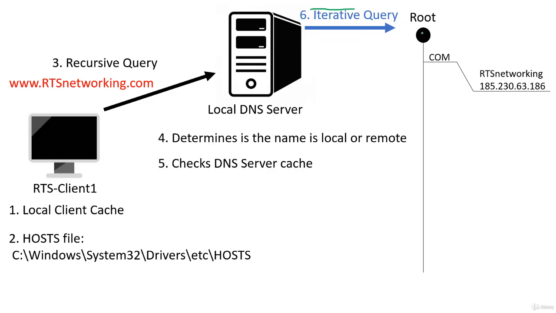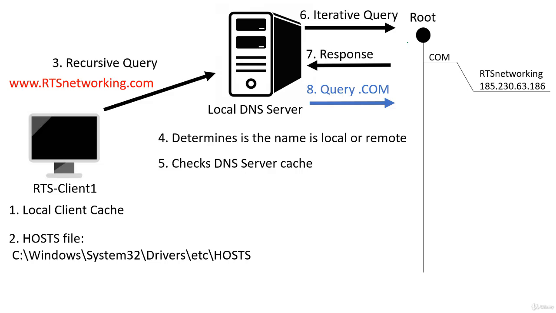That gets passed to the root. It says, do you know where rtsnetworking.com is located, like the IP address for it? The root says, nope, I don't know RTS Networking, but I do know the .com servers that host every website that ends in .com. That's the response sent back to my DNS server. So now my DNS knows the IP addresses of the .com namespace servers. Every public website registered in the world that ends in .com has a record on these servers. You can just imagine how large they would be.